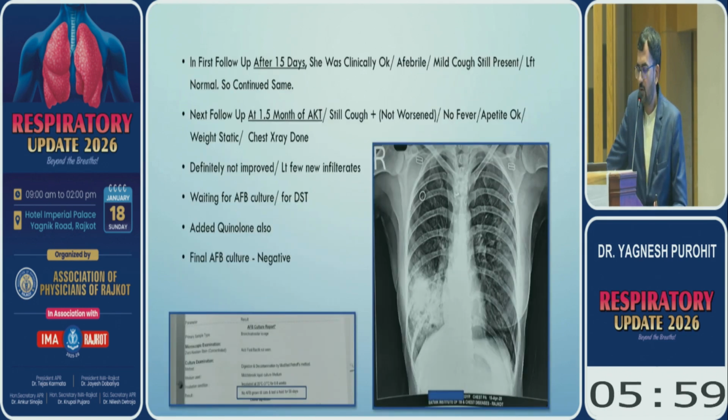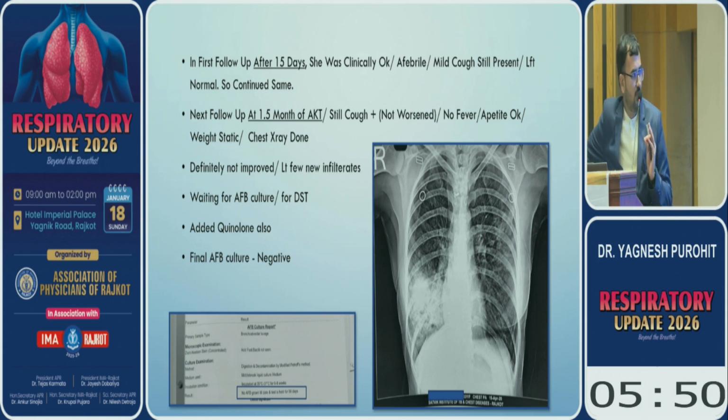On next follow-up after 1.5 months of AKT, still she was not much responding. No fever, but coughing was still there. X-ray was done, which was definitely not improved, and showing right lower zone as well as a few infiltrates on the left side.